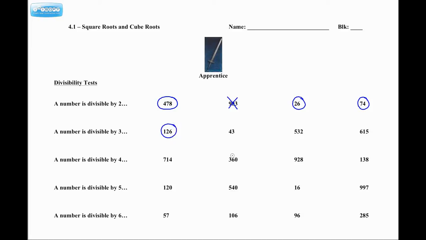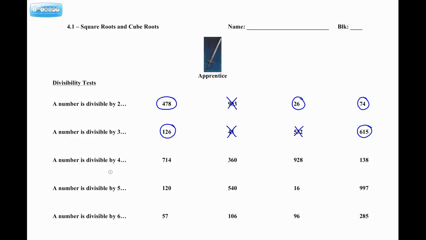That's pretty cool. Next, 43. 4 plus 3 is 7. Well, 3 does not divide 7, so 3 does not divide 43 either. 532: 5 plus 3 plus 2 is 10. Well, 3 does not divide the number 10, so this doesn't work. Lastly, 615: 6 plus 1 plus 5 is 12. Well, 3 does divide the number 12, so 615 is divisible by 3.